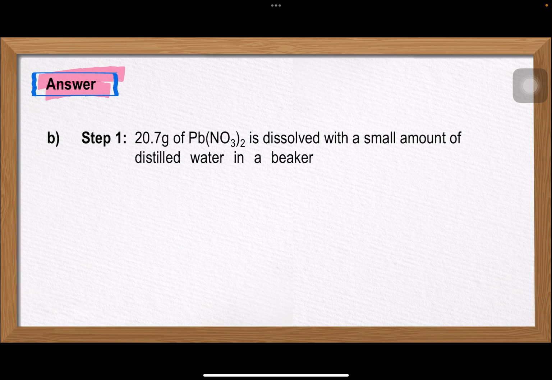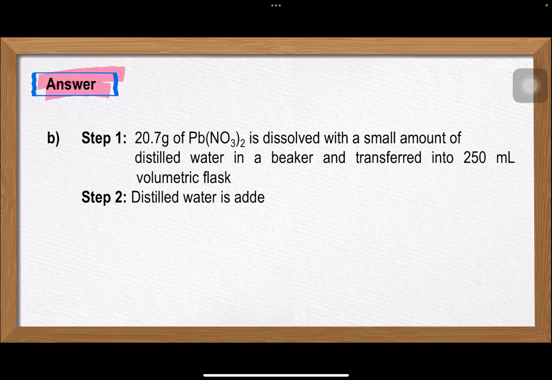And then what is the step? Step 1: the 20.7 gram of plumbum nitrate must be dissolved in a small amount of water, and then transferred to the volumetric flask. Step 2: water is added to the volumetric flask until the graduated mark. These are the two steps used to get the volume and the concentration needed.